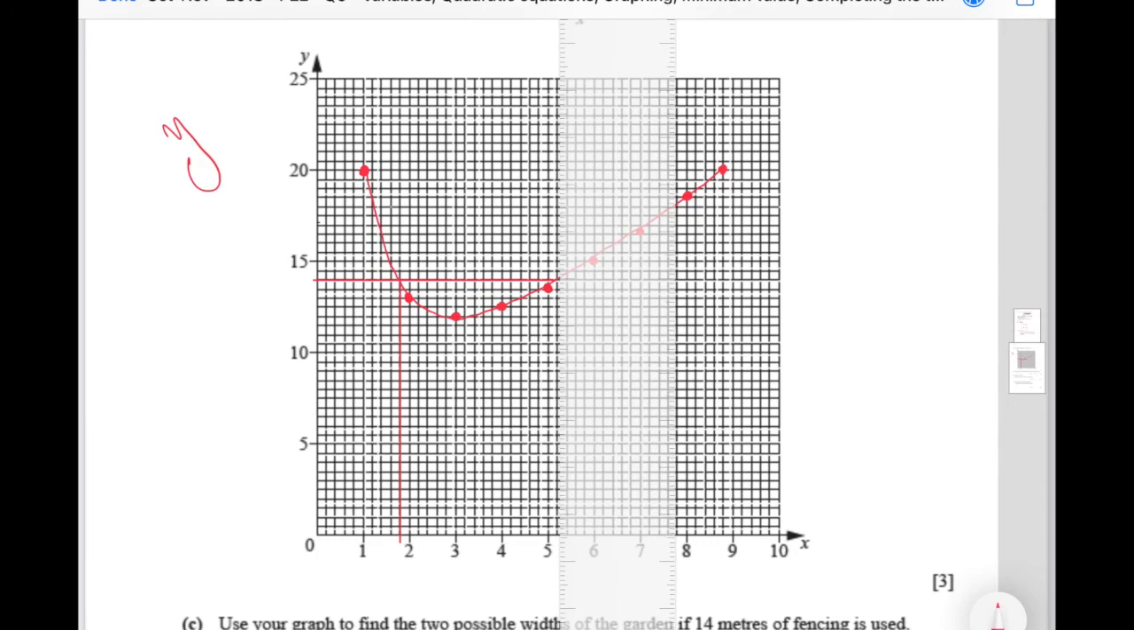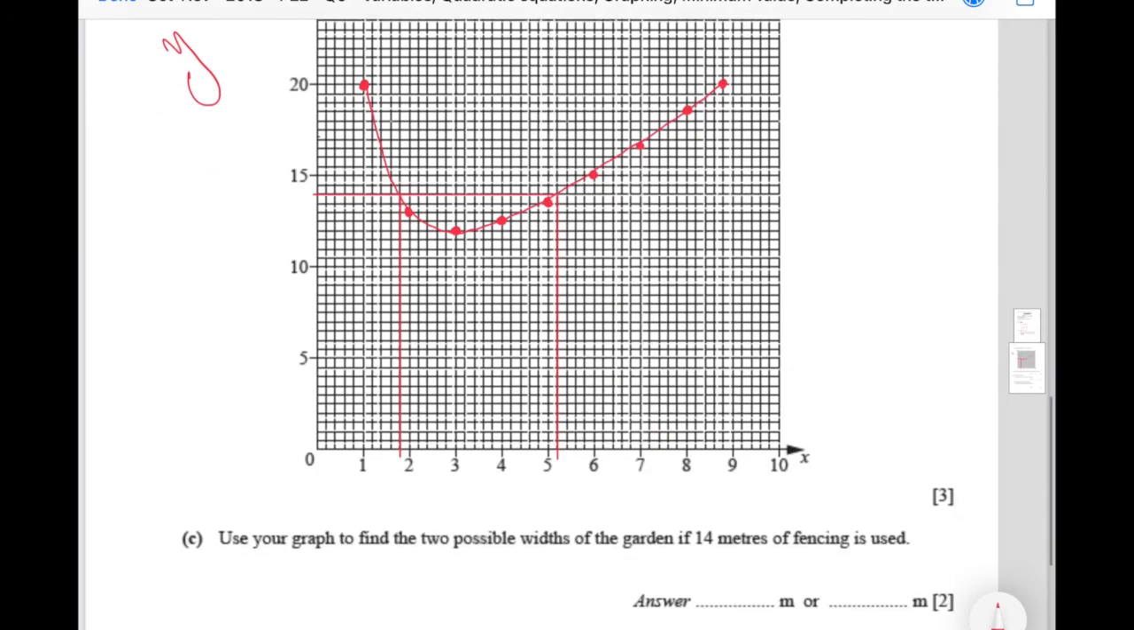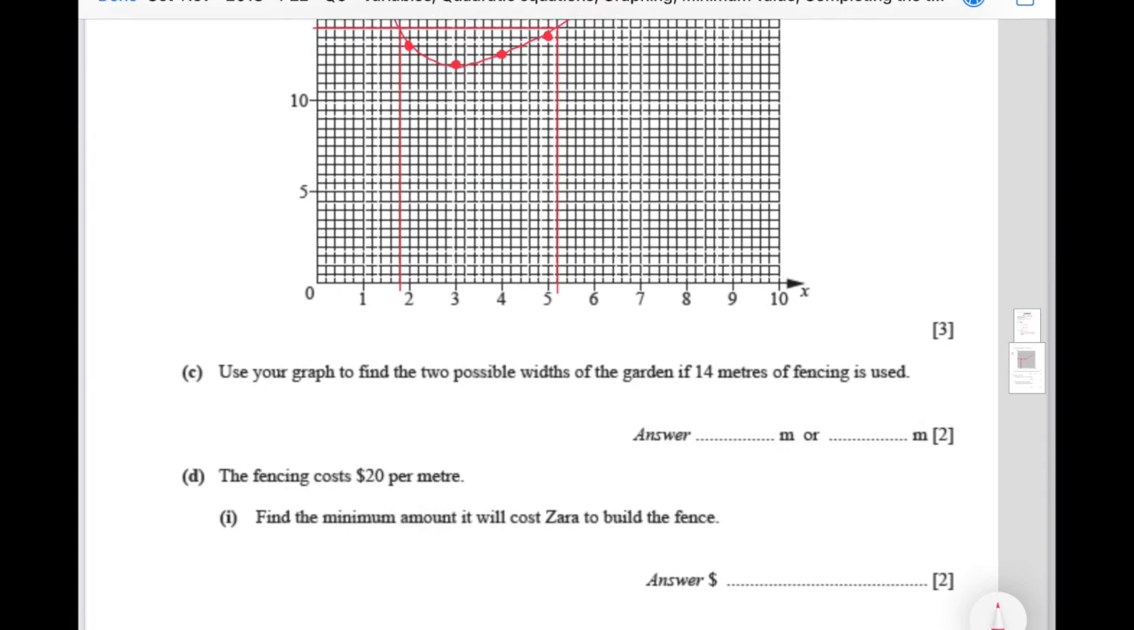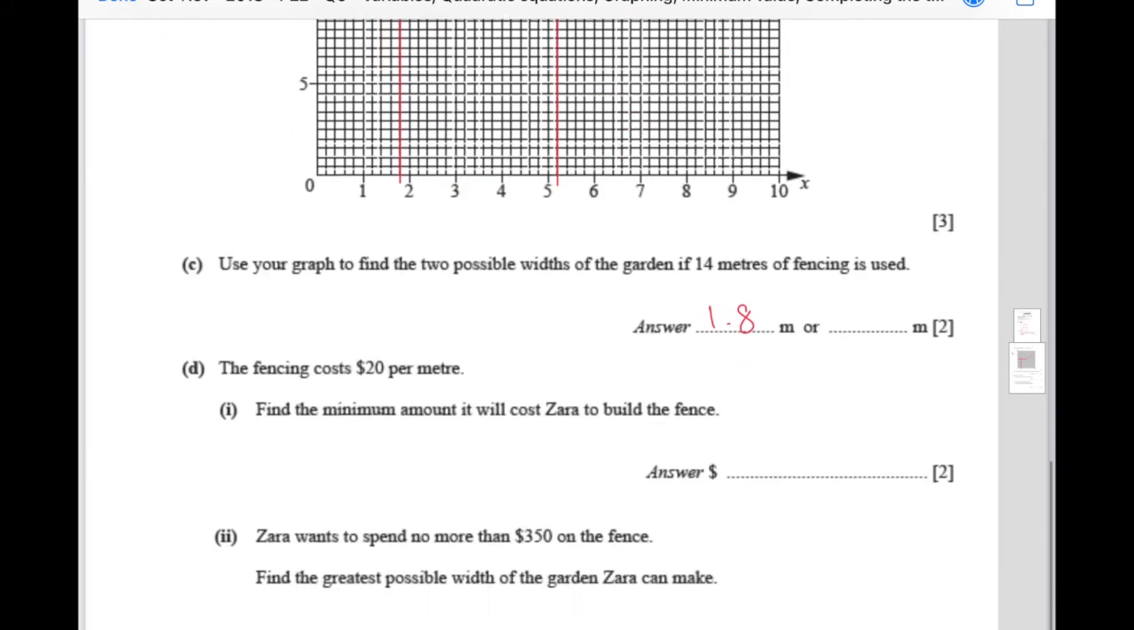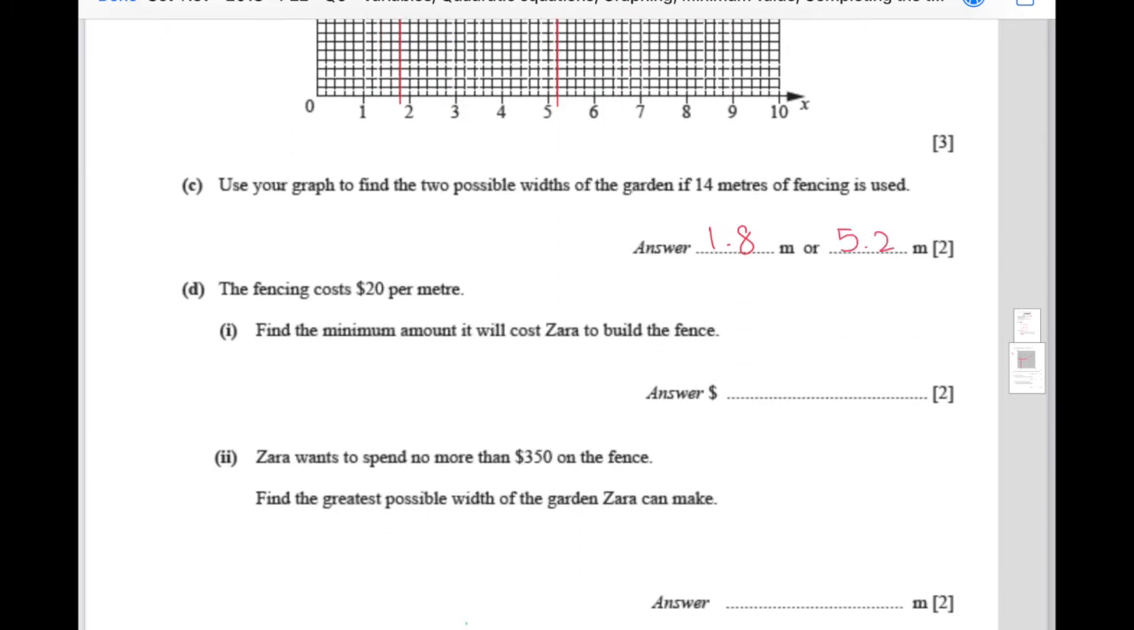this one, the values of x are going to be, for the first one, 1.8, so we write 1.8 here, and the next one is going to be 5.2, so we write 5.2 right here.